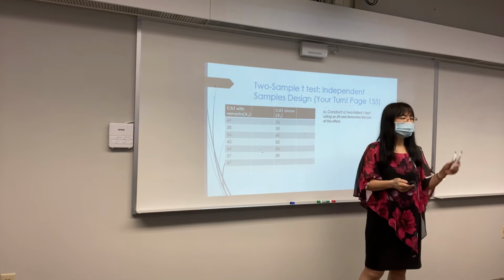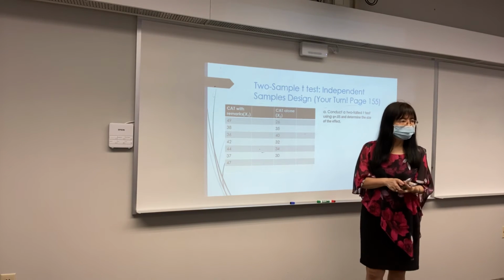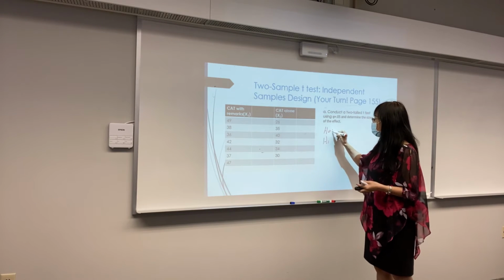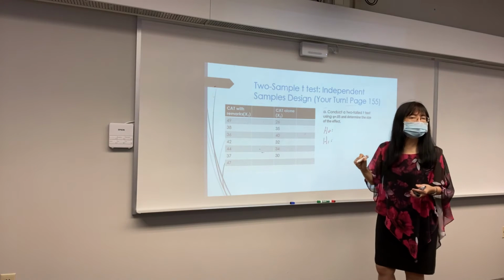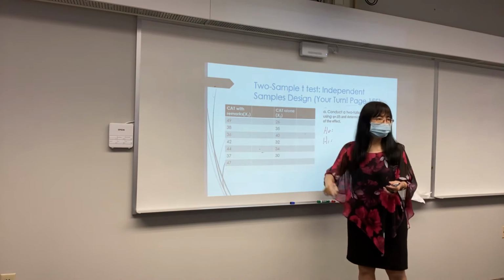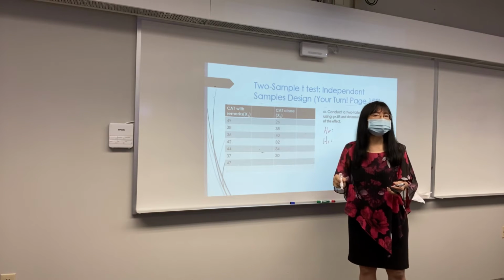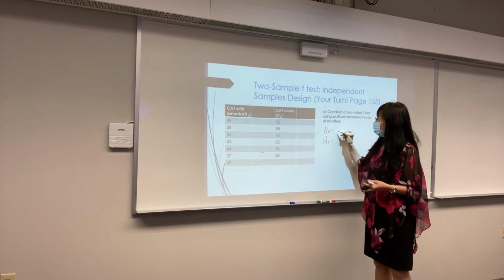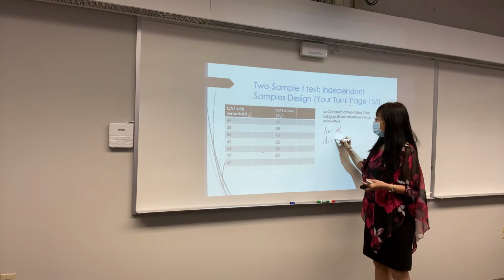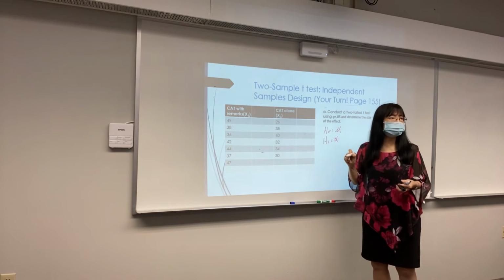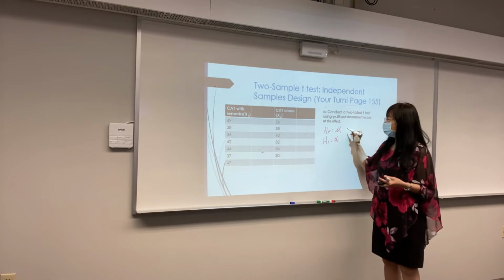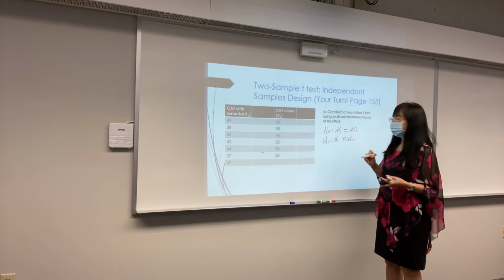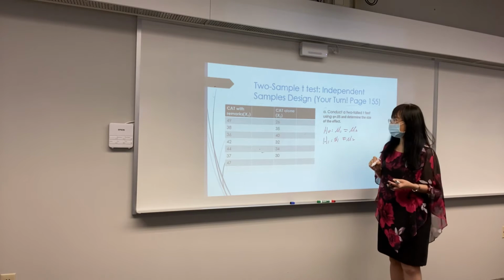So H0: M is equal. What's this? It's two groups. So M1. We are doing hypothesis, so you should say mu. Okay. Mu1 equals mu2, right? So that's how we do hypothesis, right?